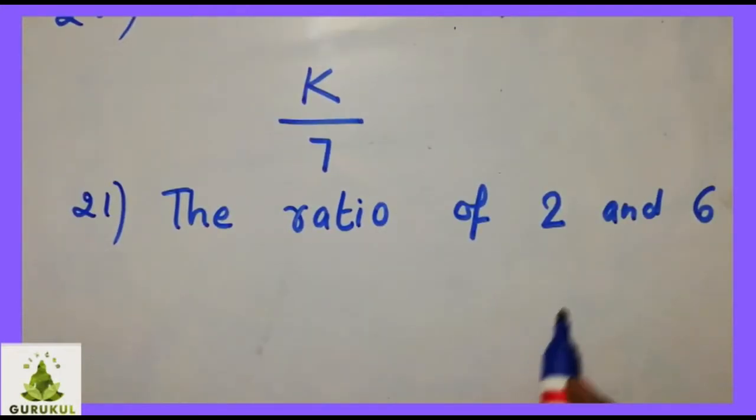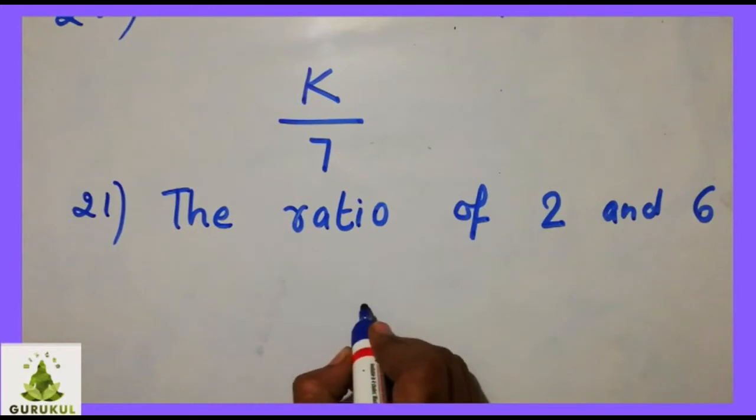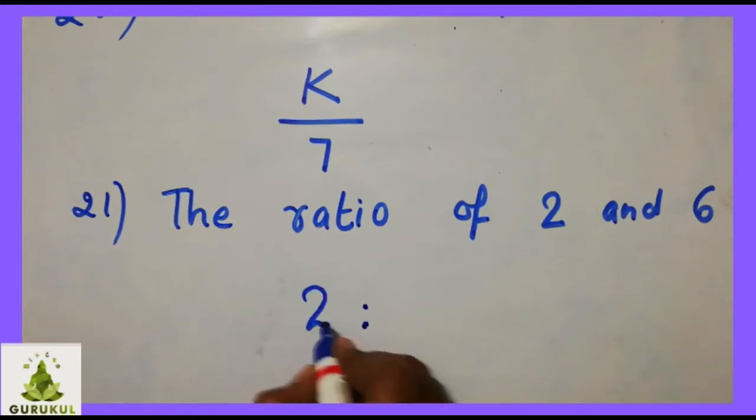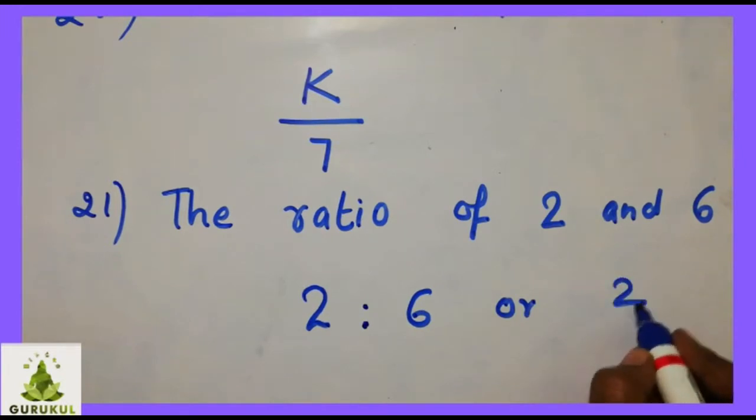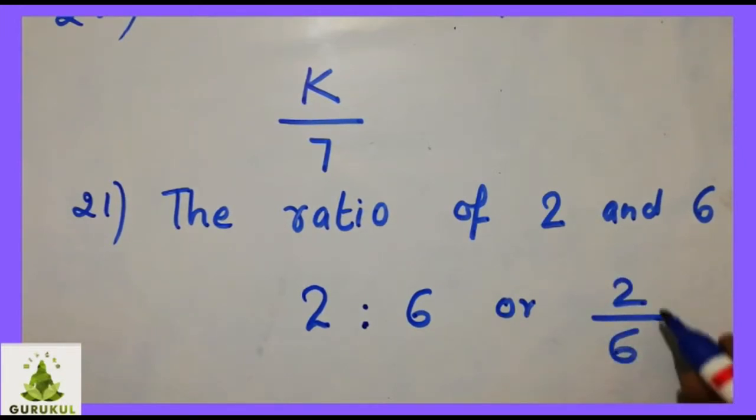Now the ratio of 2 and 6. So ratio you show this way with 2 dots. Ratio of means division itself. The ratio of 2 and 6, or you can write it as 2 upon 6. Ratio of 2 and 6. This way you can show. Complete this in your notebook.